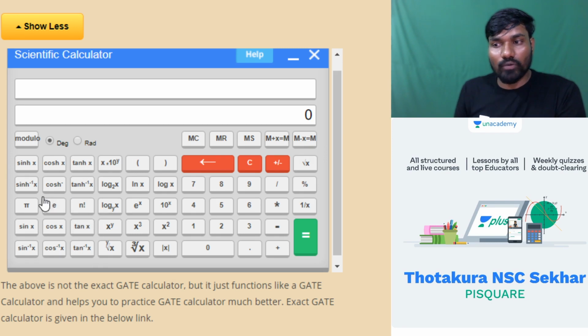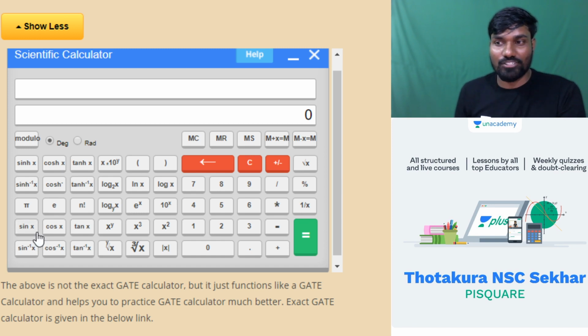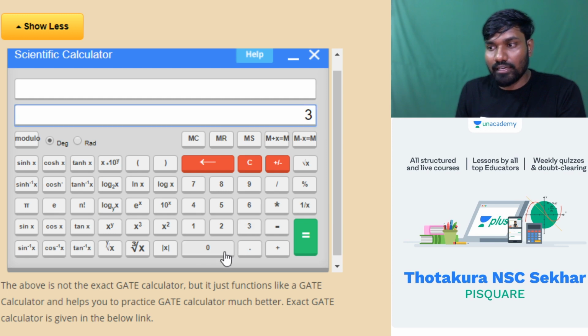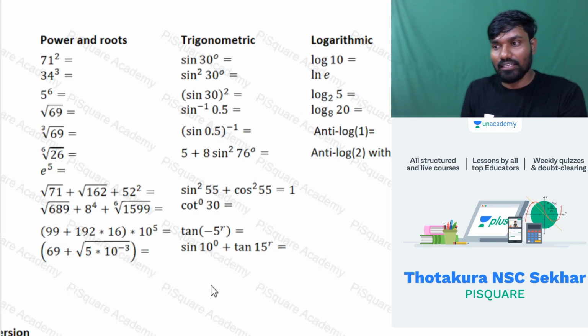But look at our GATE calculator. Here, look at the sine. This is sine. Here what do I have? I have x, which means x first. Check whether the calculator is in degrees mode or radian mode. Keep it in degrees mode because I want to find sine 30 degrees. So I should enter 30, as degrees. Sine 30. Here it says sine d, which means in degrees. 30 degrees is 0.5. That's it.